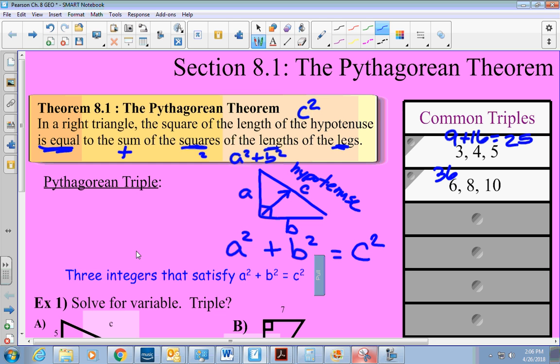And then Rudy, what's 8 times 8? 64. You can do this one, right, Anthony? 10 times 10? 100. Josh, true or false? 36 plus 64 equals 100. True. It's a Pythagorean triple. So 6 squared plus 8 squared equals 10 squared.